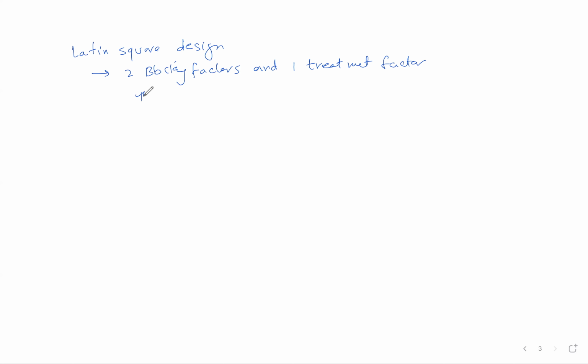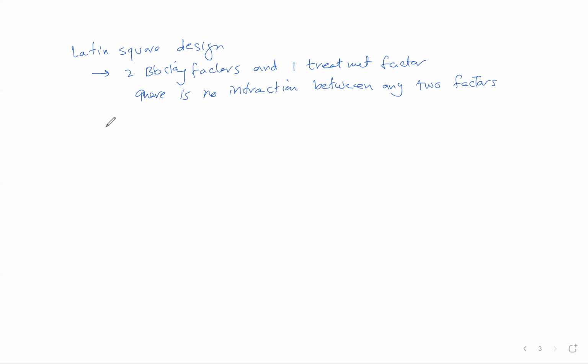So there is no interaction between any two factors. Why? Because there is no degree of freedom left to test the interaction. And so we are not able to test the interaction, so we should assume that there is no interaction. All the interactions are not significant.